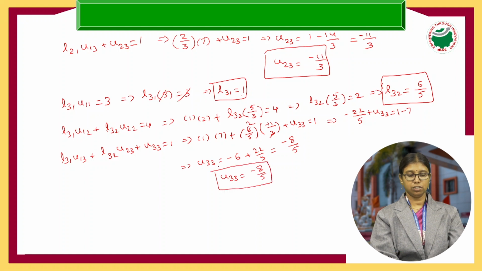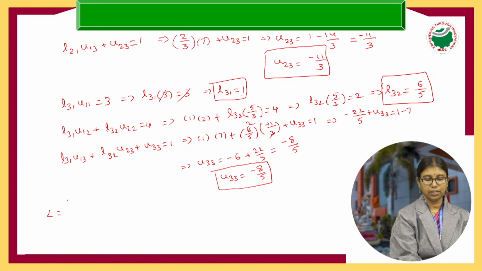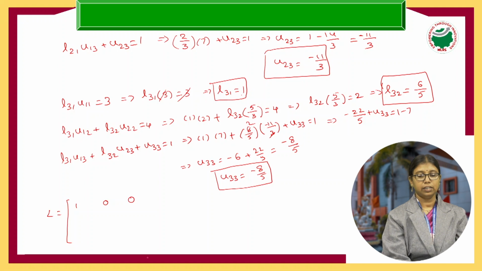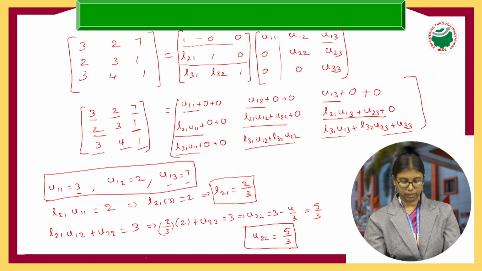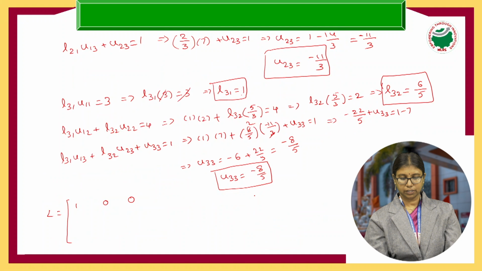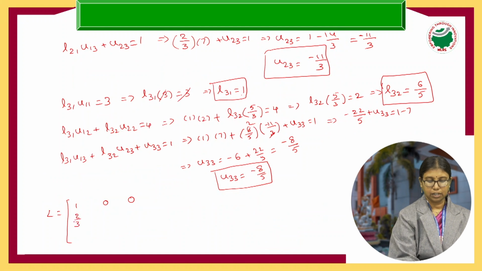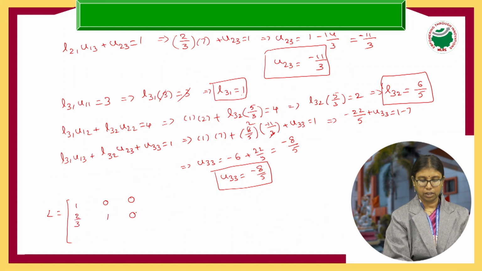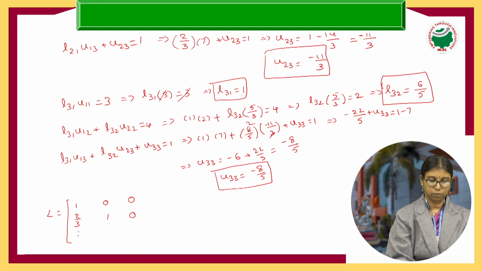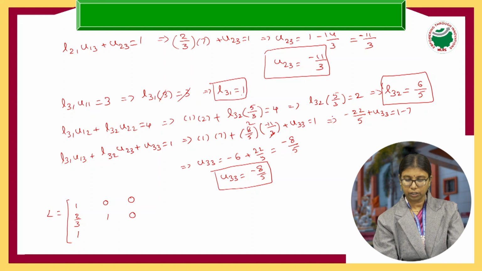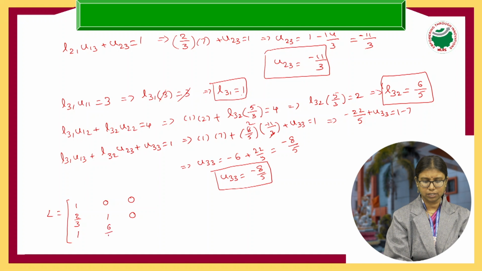Now substitute all these Uij and Lij values in capital L and U. Capital L is 1, 0, 0. Next, L21. What is L21? L21 is 2 by 3. So this is 2 by 3, next 1, 0. L31. L31 is 1. Next, L32. L32 is here 6 by 5, and this is 1.